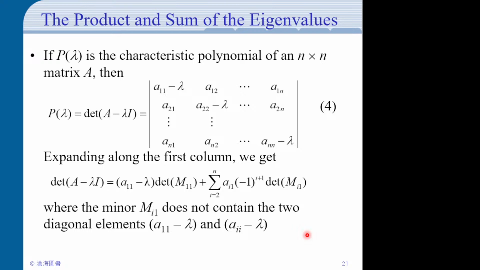The name minor here is a bit wrong, but anyway, what we want to say here is that now we want to count the degree of this polynomial, so we say it's a polynomial.